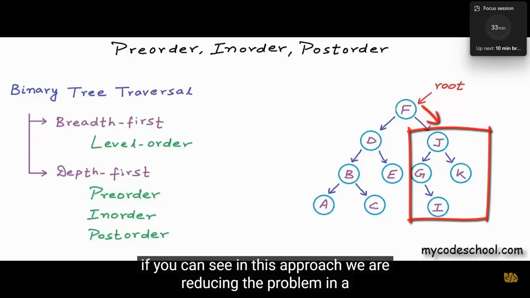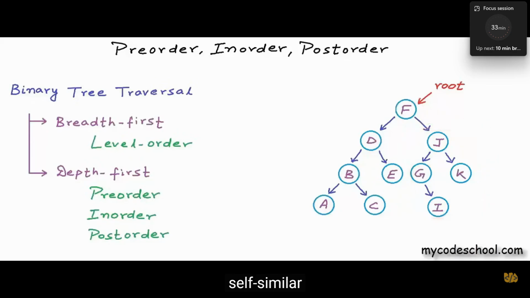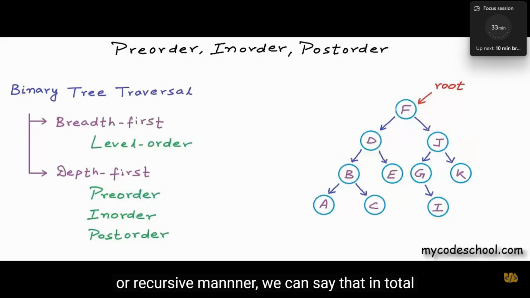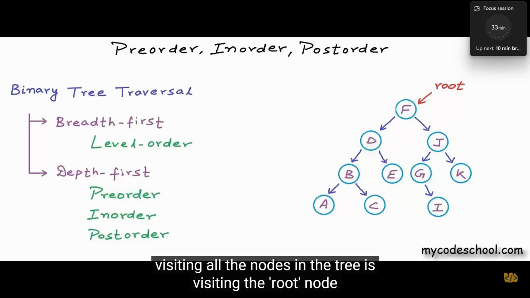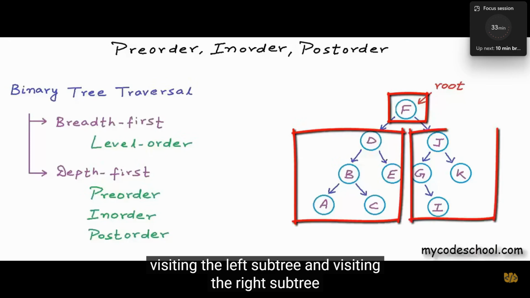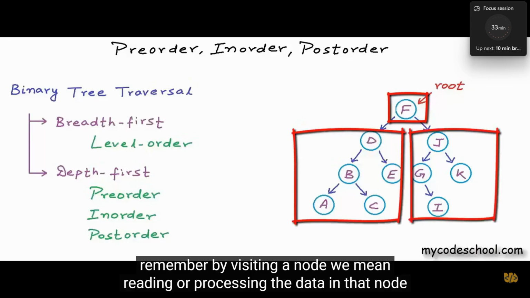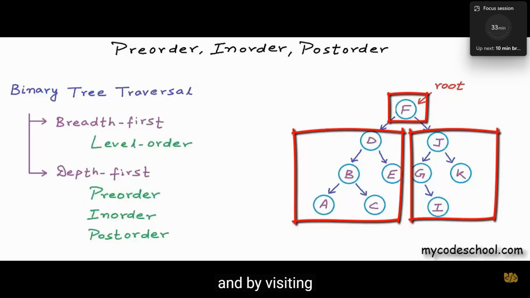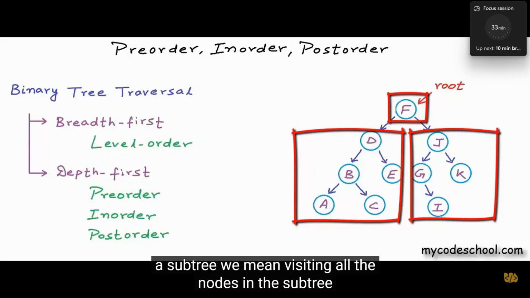If you can see, in this approach, we are reducing the problem in a self-similar or recursive manner. We can say that in total, visiting all the nodes in the tree is visiting the root node, visiting the left subtree, and visiting the right subtree. Remember, by visiting a node, we mean reading or processing the data in that node, and by visiting a subtree, we mean visiting all the nodes in the subtree.